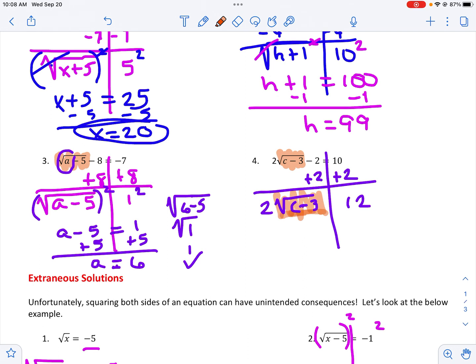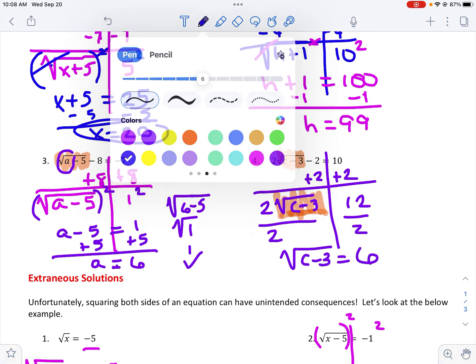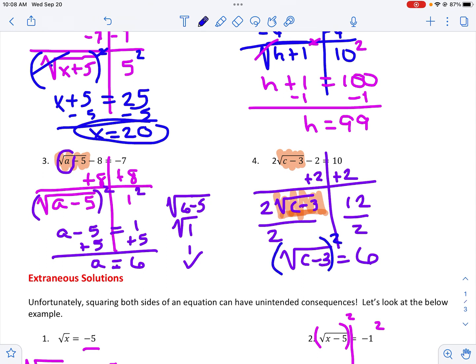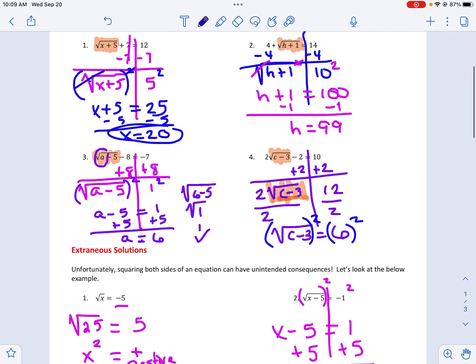See how the 2 and the square root are touching? That means that we're going to divide both sides by 2 so that we can get rid of that 2 out front. So now we have the square root of c minus 3 is equal to 6. And now we're going to square both sides. We're going to have c minus 3 is equal to 36.